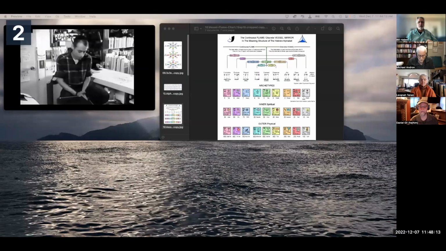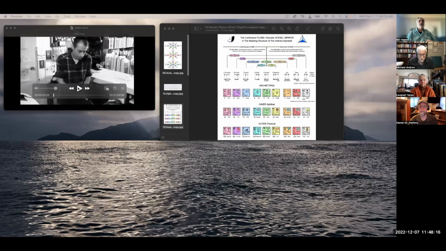So let's start with another older clip that I found that we did in 1990. And this is Stan explaining at the beginning what he was looking for. So let's take a look at this.